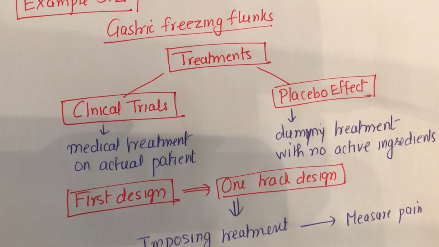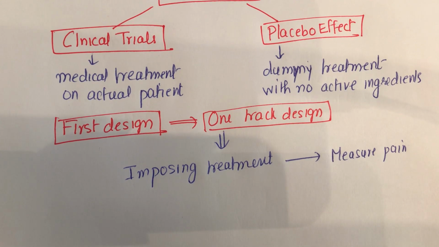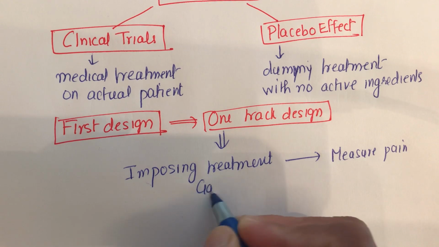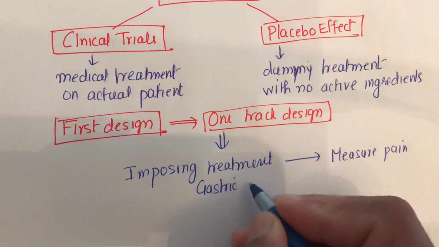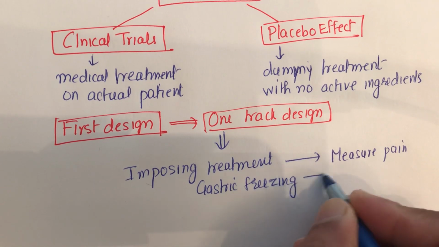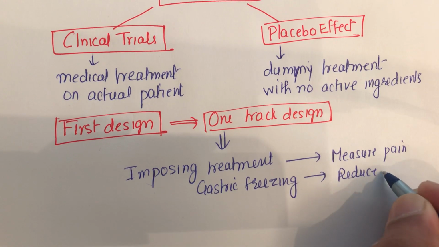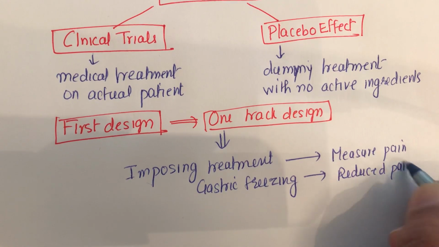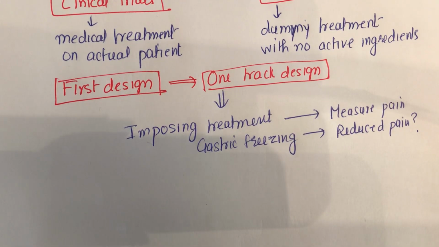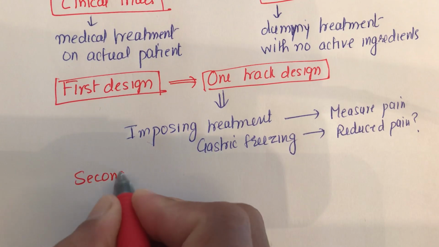So when we talk about this in the context of gastric freezing, we can think: if we have gastric freezing for stomach ulcers, will it reduce pain? That's our question. So we're just doing a treatment and then checking whether it is effective or not. But after the one-track design, there was a second kind of design, which compared.